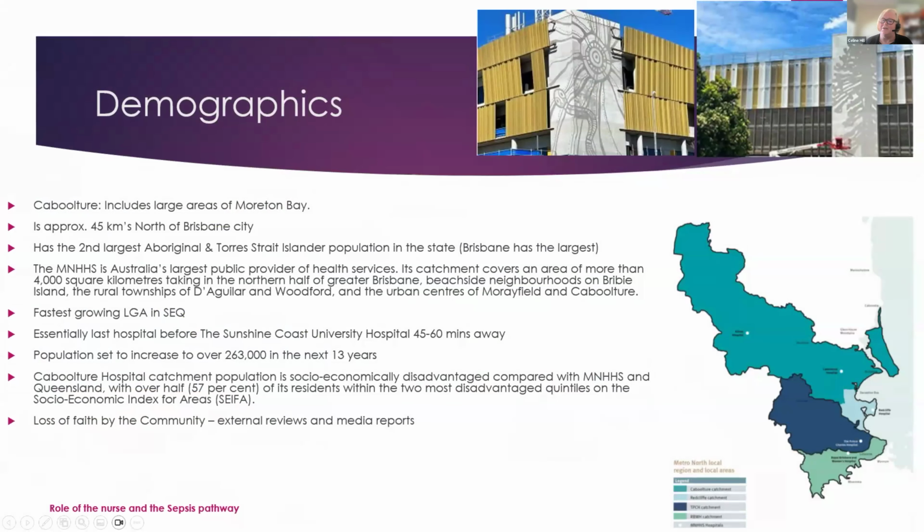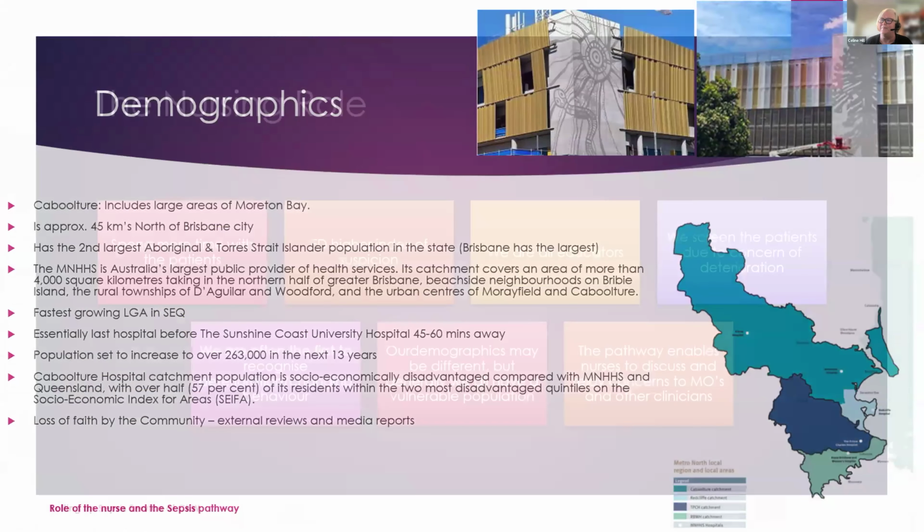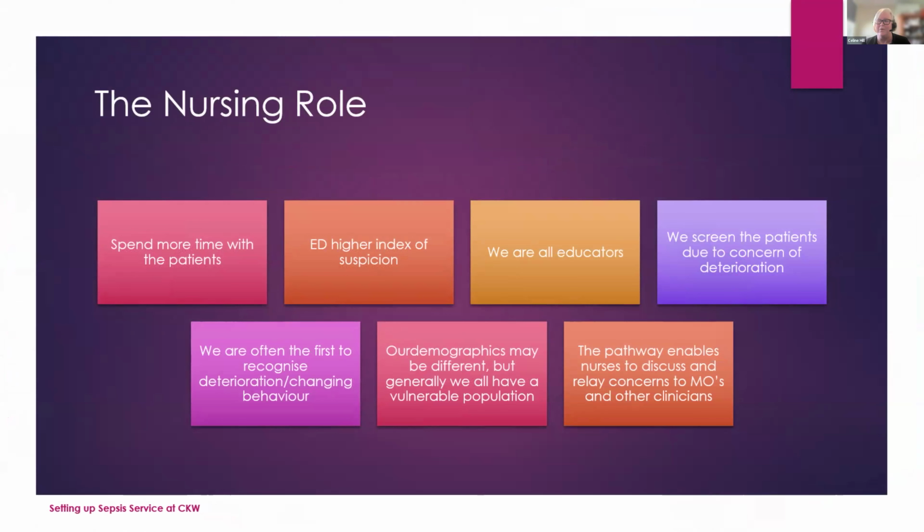I won't go too much into demographics due to time. But basically the nursing role, which I see, is that we spend a lot of time with our patients. We know when they're deteriorating, and we're often the first to recognise the deterioration and changing behaviour. Around Australia, our demographics may be different, but we generally all have a very vulnerable population. Our sepsis pathways enable the nurses to discuss and relay concerns to the medical officers and other clinicians.